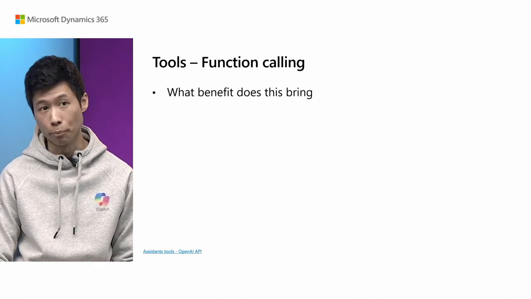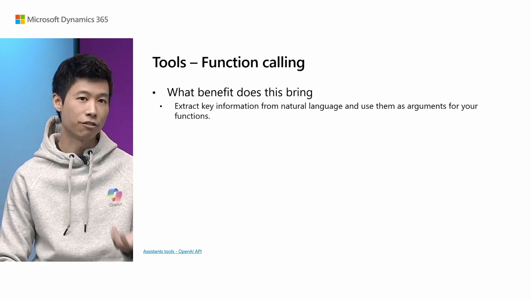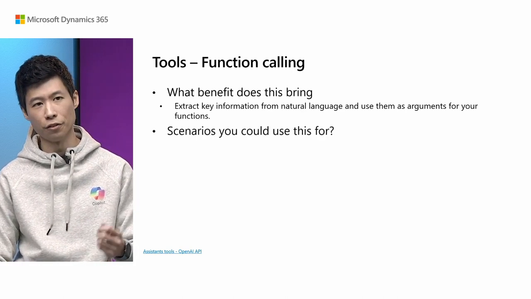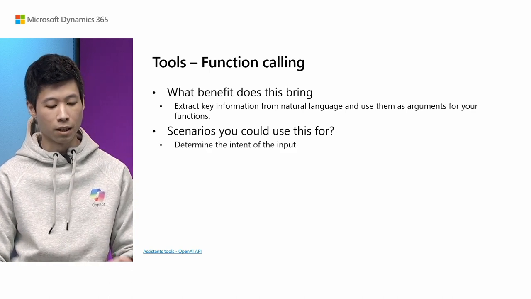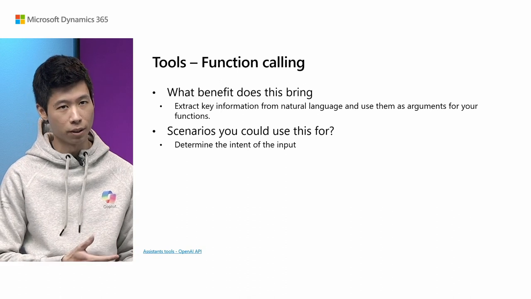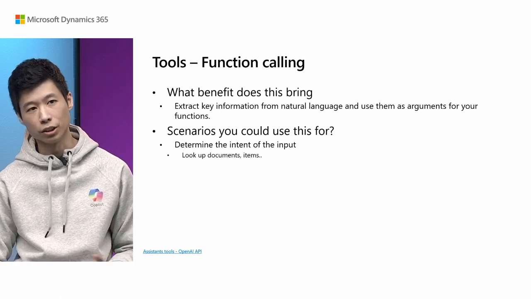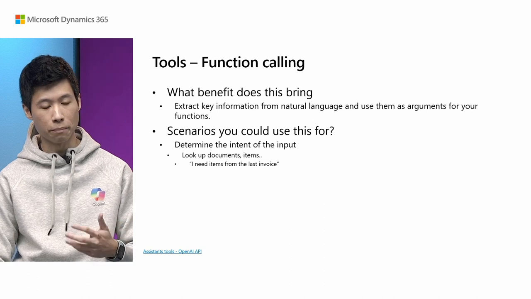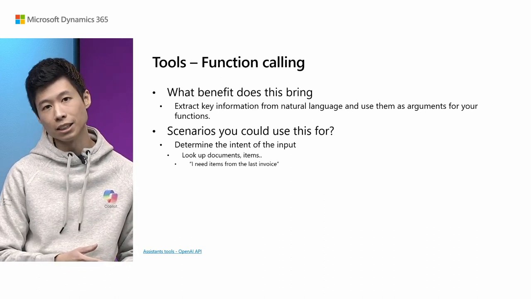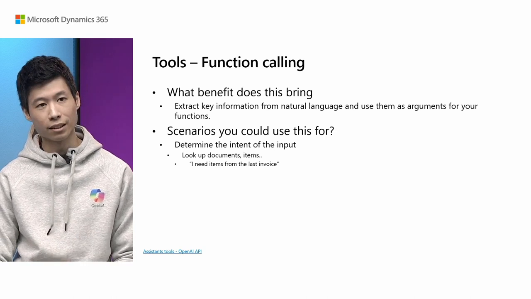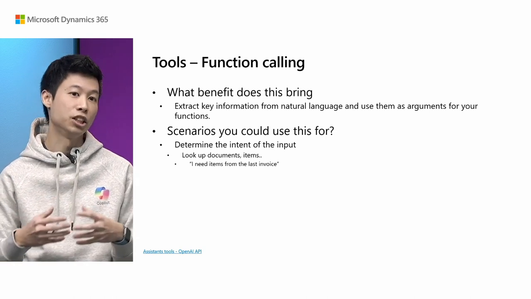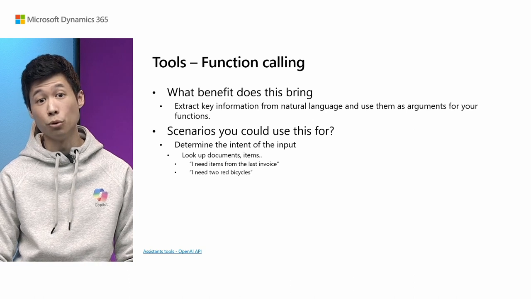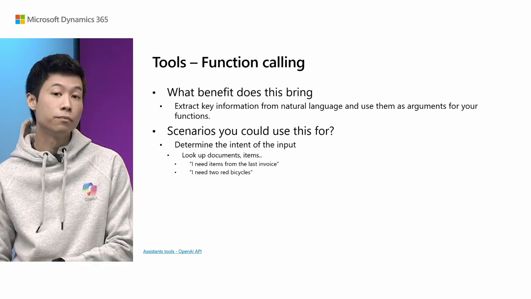What benefits does function calling bring? It's able to extract key information from natural language and allow you as a developer to use them as arguments for your functions. Let me give you a few scenarios that this can be used for. Determining the intent of the natural language input, for example, if you have functions to look up documents or items. Two examples of those: if your user says, I need items from the last invoice, you know it's able to determine, hey, I actually need to do a lookup for what documents this is. Or another example is, I need to rent bicycles, and then that will be a lookup for items.